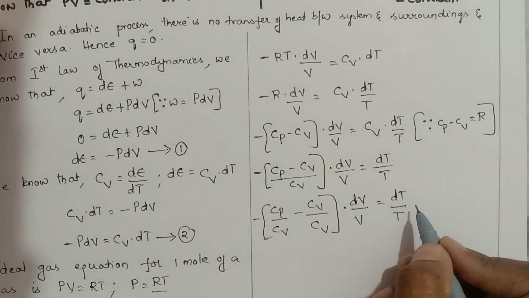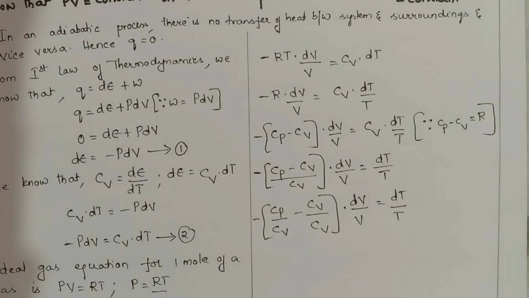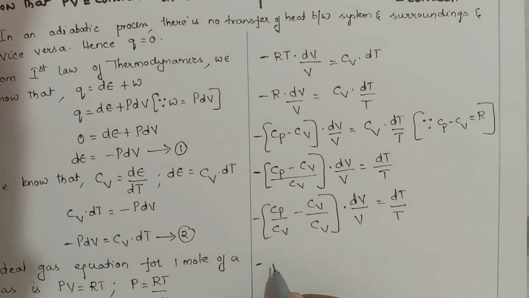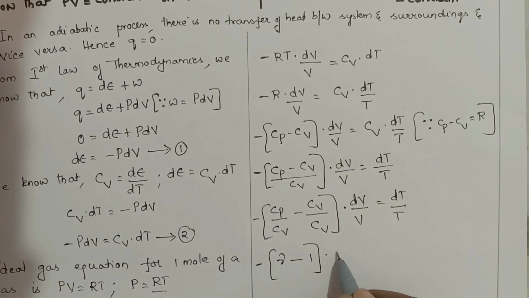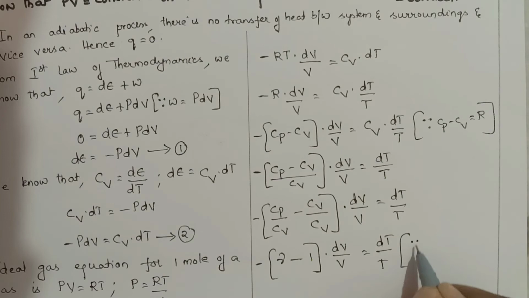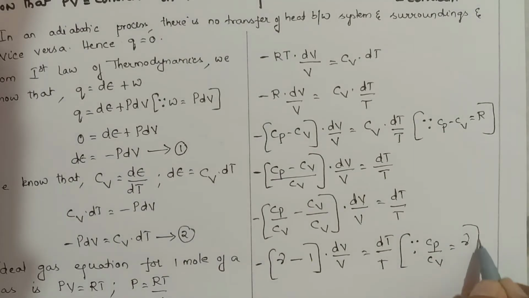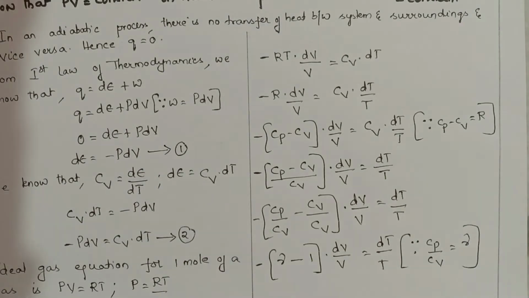Okay, so we know that Cp minus Cv is equal to R, and there is also one value for Cp by Cv, which is nothing but gamma. Minus (gamma minus Cv by Cv, which is 1) into dV by V is equal to dt by T. In brackets mention, since Cp by Cv value is equal to gamma. Okay students, written till there? Understood?